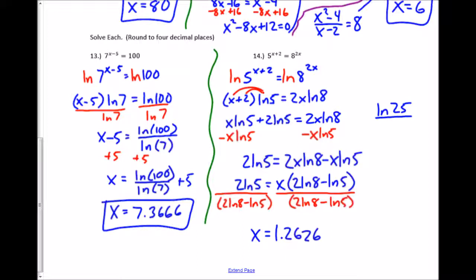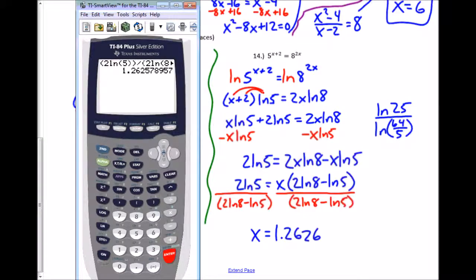And then these 2 logarithms can be written as one logarithm, the 2 things being divided. So a quick couple operations using my properties of logarithms, I'm now going to be punching in the natural log of 25 divided by the natural log of 64 over 5, which I'm going to show you real quickly. That'll give you the same answer, the natural log of 25 divided by the natural log of 64 fifths. Okay? It's just a little bit easier to plug it into my calculator that way, but I do get the same answer. All right?